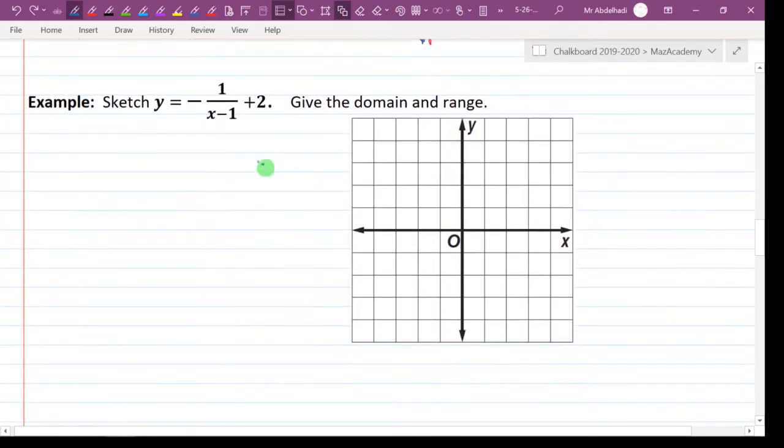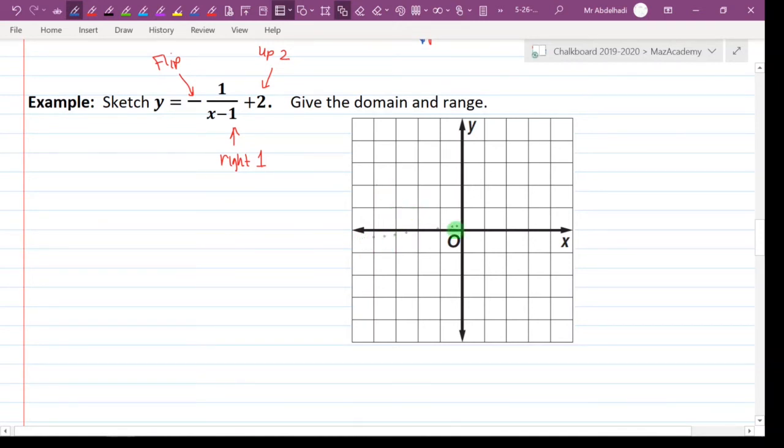Next example. This one's got 3 things going on. It's got a vertical shift up 2, right? It's got a horizontal shift. This is going to be h is +1, so to the right 1. But it does this time have the what? The flip. Okay, it's upside down, reflected across the origin. Sorry, across the x-axis. So let's draw our asymptotes first.